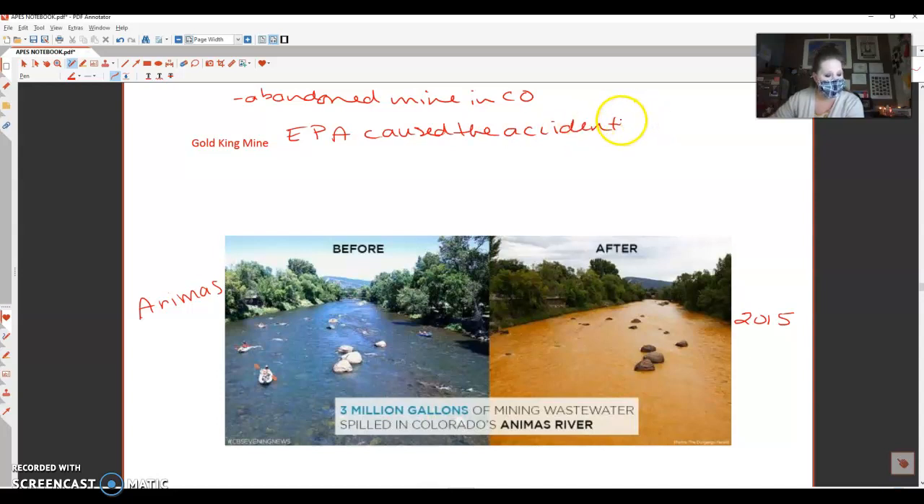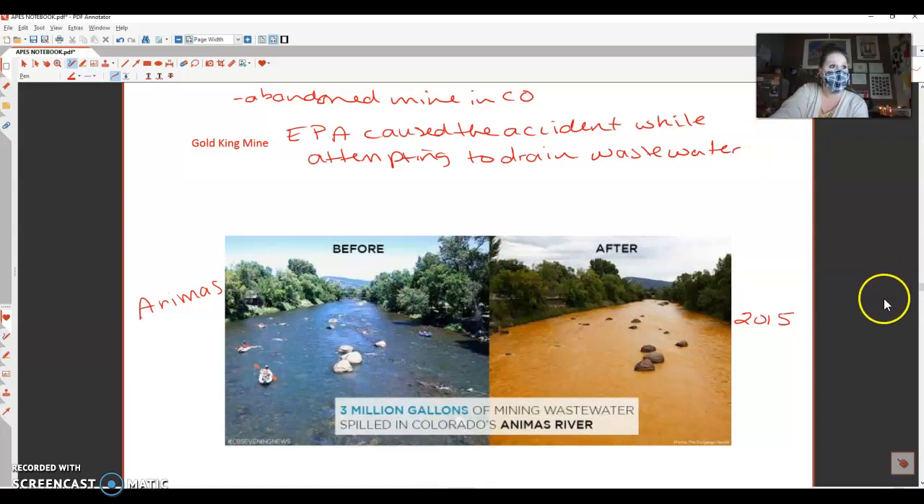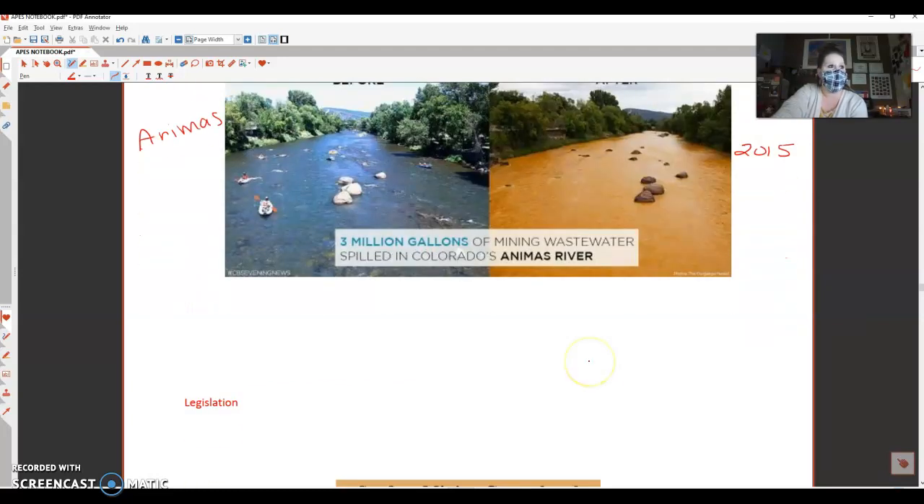Okay, they caused the accident while attempting to drain wastewater. Okay, so they are responsible for cleaning it up and for paying for that. So the Animas River does not look like this anymore. So this is very dirty, rusty water that has lots of toxins in it. Lots of wildlife here tragically died because of this. So it does not look like this anymore, but there are still long-term effects.